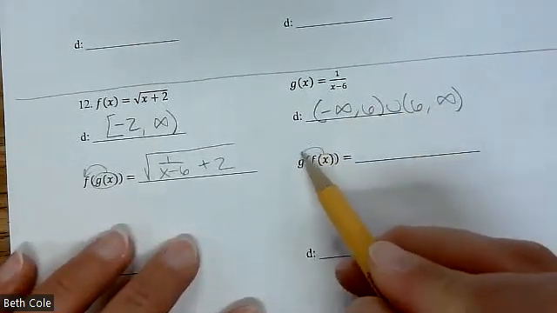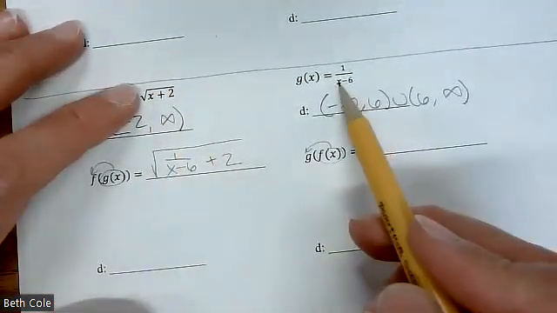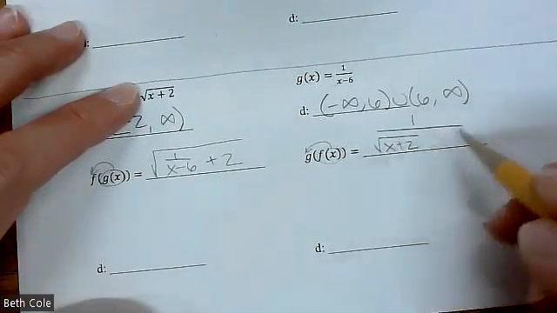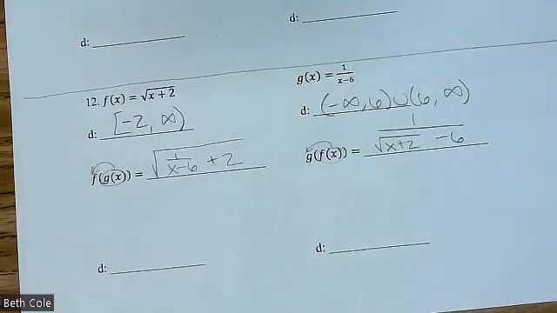All right, and then this one, f gets plugged into g. This entire square root gets plugged in over here. So 1 over square root of x plus 2 minus 6. Do nothing. Did that go okay? We're all right there? Okay, so that is stuff that we've learned before, how to do a domain and how to do f of g.